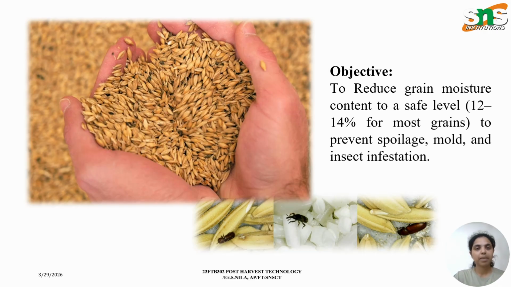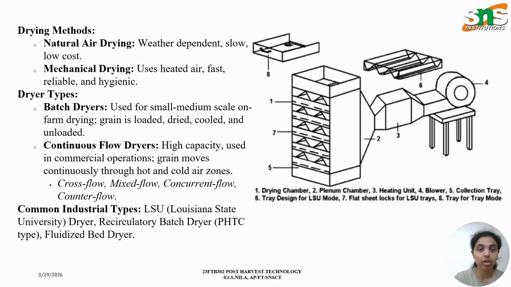So what is the main objective of grain drying? It is to reduce the moisture content to a safe level of like 12% to 14% for most grains. This prevents spoilage, mold growth, and insect infestation during the storage time. And there are two basic methods, natural air drying and mechanical drying.